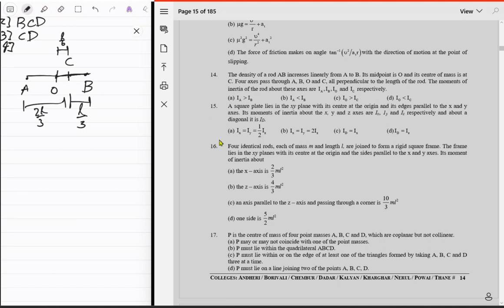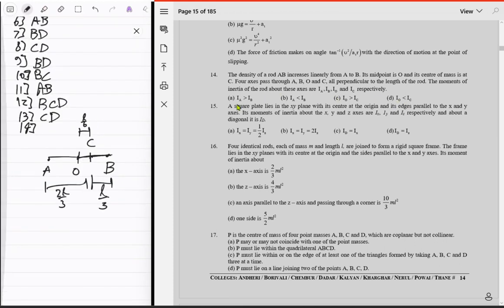IO comes first, then IB comes, then IA. So IA is bigger than IB, bigger than IO, bigger than IC. So IA bigger than IB, yes. That's what we need, correct, okay. IA less than IB, no. IO bigger than IC, no. IO less than IC, yes. So D is correct and A is correct.